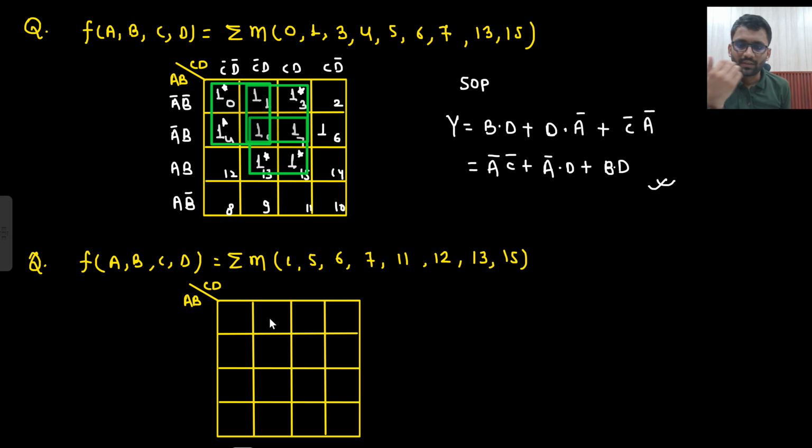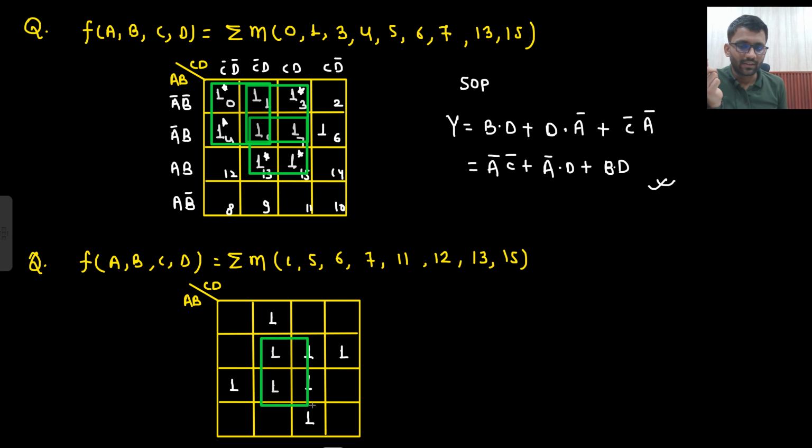So 1, right? Then 5. 5, where will it come? 5 here. 6. 0, 1, 2, 3, 4, 5, 6, 7, 8, 9, 10, 11, 12, 13, 14, 15. So this is our K-map. Very famous example. We have already seen it.